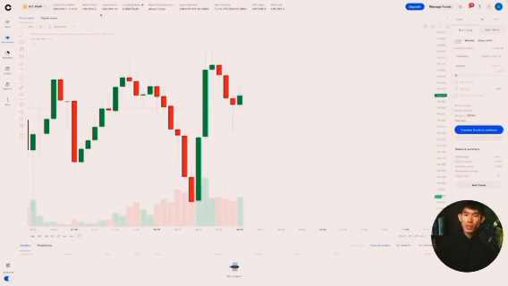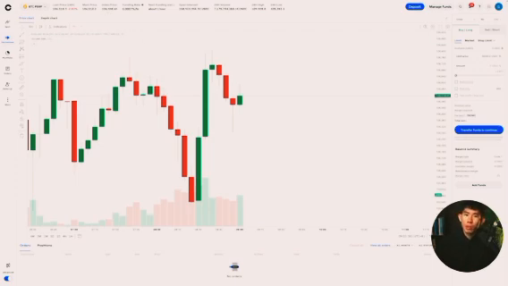Next, we've got the index price. Index price, this is the fair value that is pulled from multiple major exchanges. It stops the price from going crazy if one exchange randomly wicks. So this is treated as the market price across different crypto exchanges.